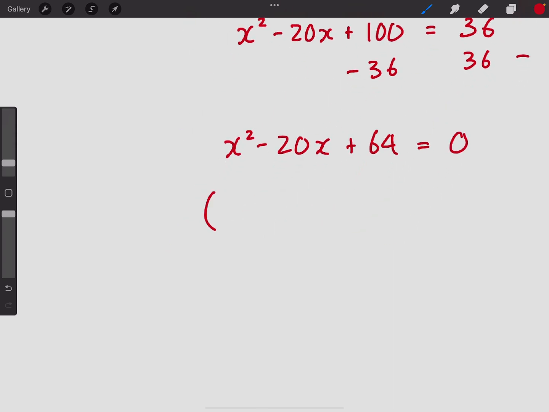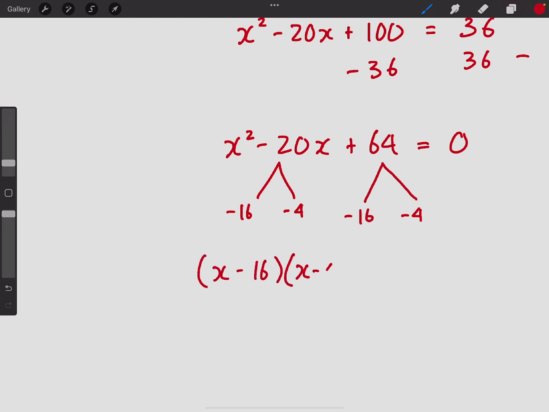Then we can factorize this. We can say x, let me see, think of two numbers that multiply to positive 64 and the same two numbers that add to minus 20. So I believe they're both going to be minus. That will be 16 and 4, so minus 16 and minus 4, and you're going to get x minus 16 times x minus 4 is equal to 0. So therefore x is equal to 16 and x is equal to 4, which is correct. These are the correct answers.